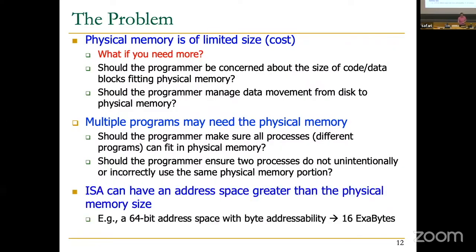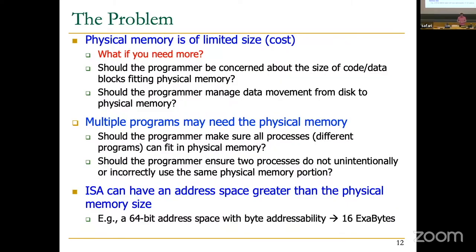And then there's another problem, which is actually interesting because your instruction set architecture may be forward-looking. They may have an address space greater than the physical memory size, right? Today we have 64-bit addresses, right? 64-bit address space with byte addressability is 16 exabytes. How many of you have 16 exabyte memory? Not even supercomputers have 16 exabyte memory today, unfortunately. So clearly we have an address space that's much larger today. So how do you actually deal with that, right?